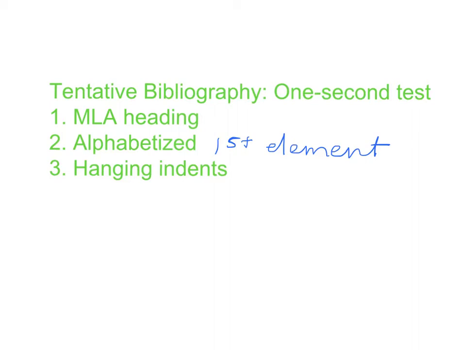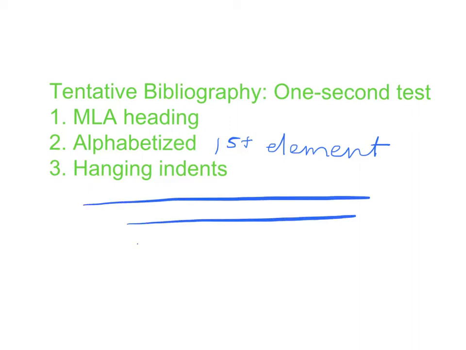The other thing you need to make sure you have are hanging indents to pass the 1-second test. So what I mean by hanging indents is, if you have a works cited, the indents are the opposite of what they are for paragraphs. So for example, here's the first line of the citation, and then every line after that is indented. So that's a hanging indent.